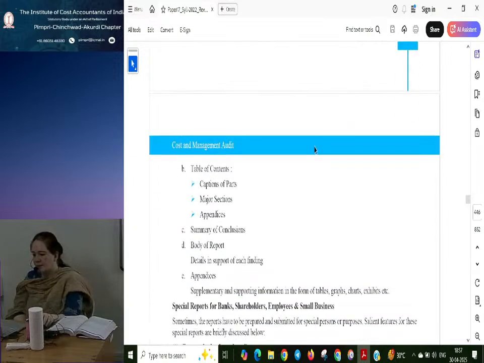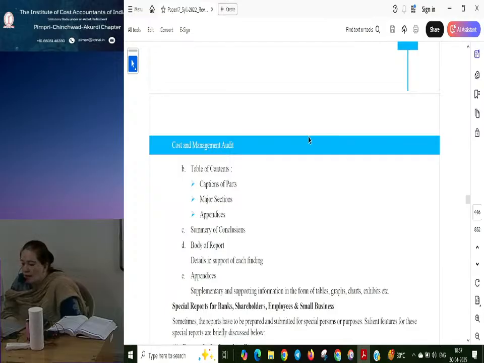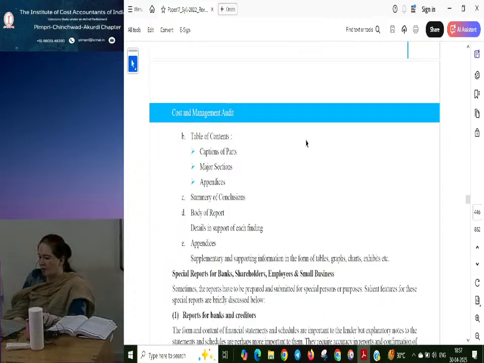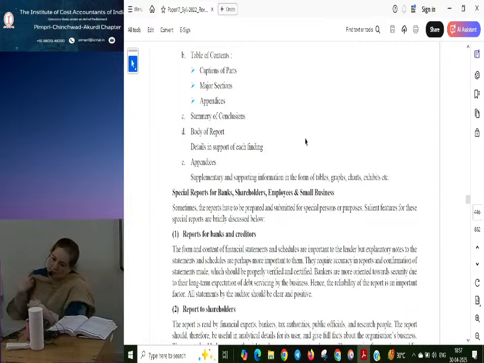This is the title. Table of contents: it should have the captions of parts, major sections, appendices, all those things. Summaries of conclusion, body of the report, that is details in support of each of the findings. Appendices should have the supplementary and supporting information, that is in the form of tables, graphs, charts, etc. There are also special reports that are prepared for banks, shareholders, employees and small businesses. So this will also serve the purpose.